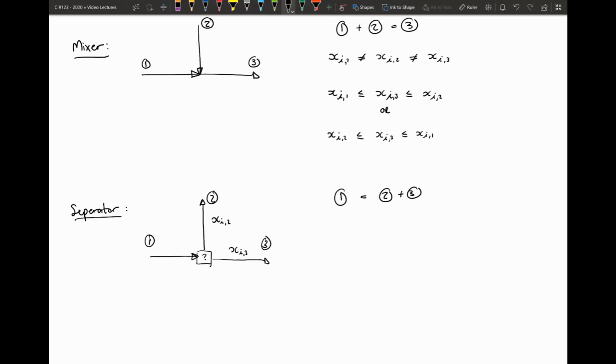We still have that the sum of streams 2 and 3 is equal to 1. So the flow rate in 2 plus 3 must be equal to the flow rate in 1. There's nothing more we can say about the composition of streams 1, 2, and 3, because the splitter can split the components in stream 1 into any value between 0 and 100 for streams 2 and 3, and so too for any of the other components.